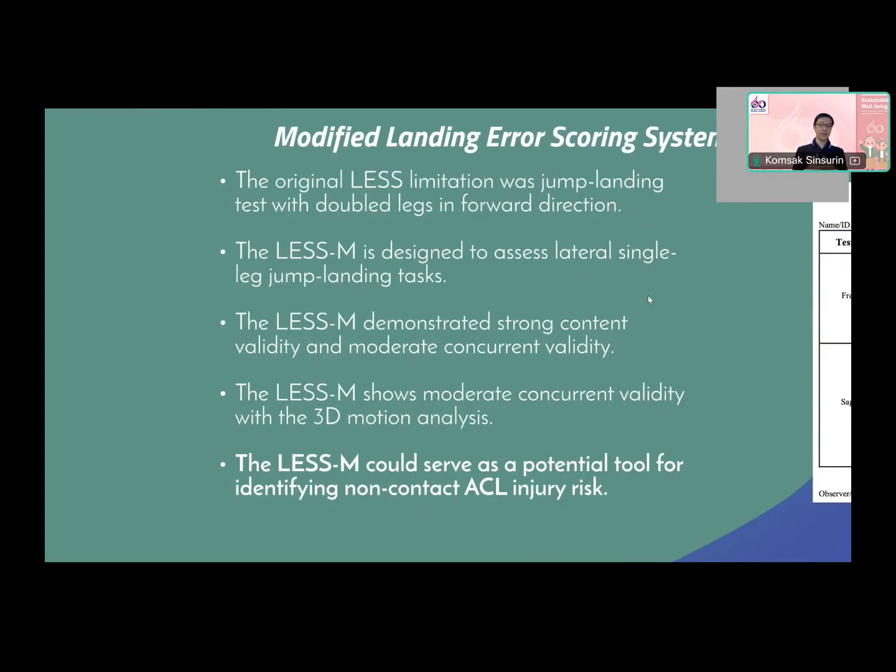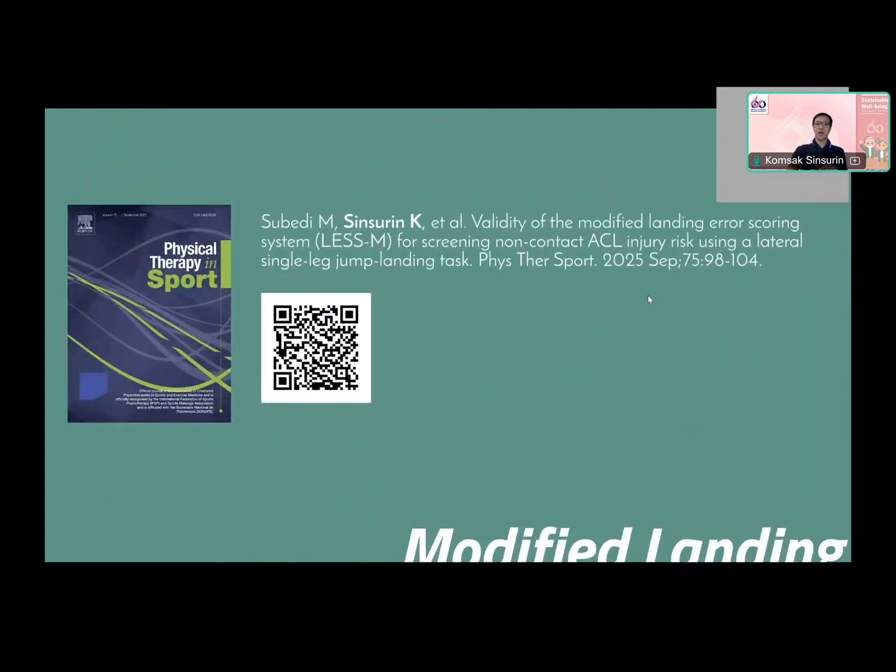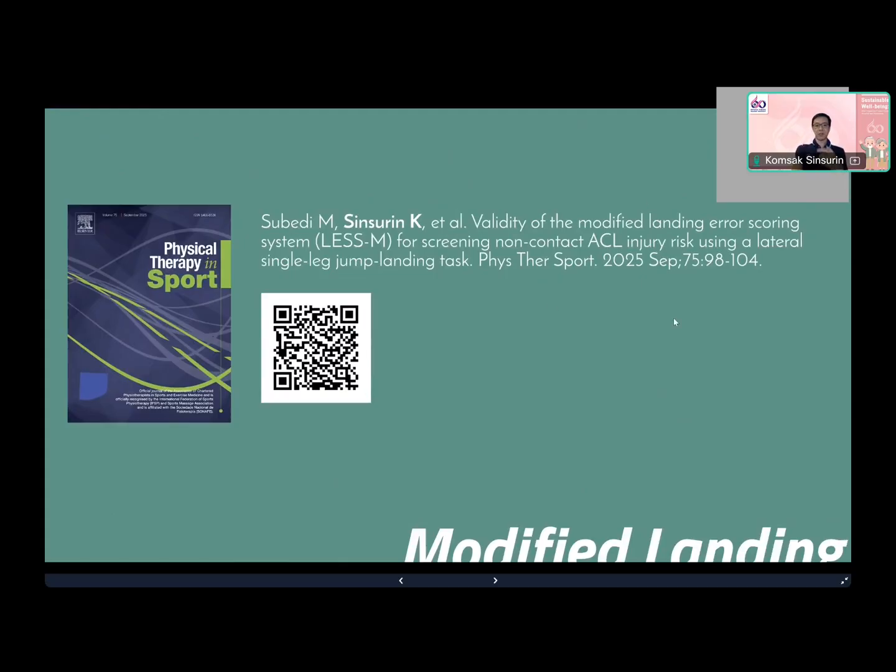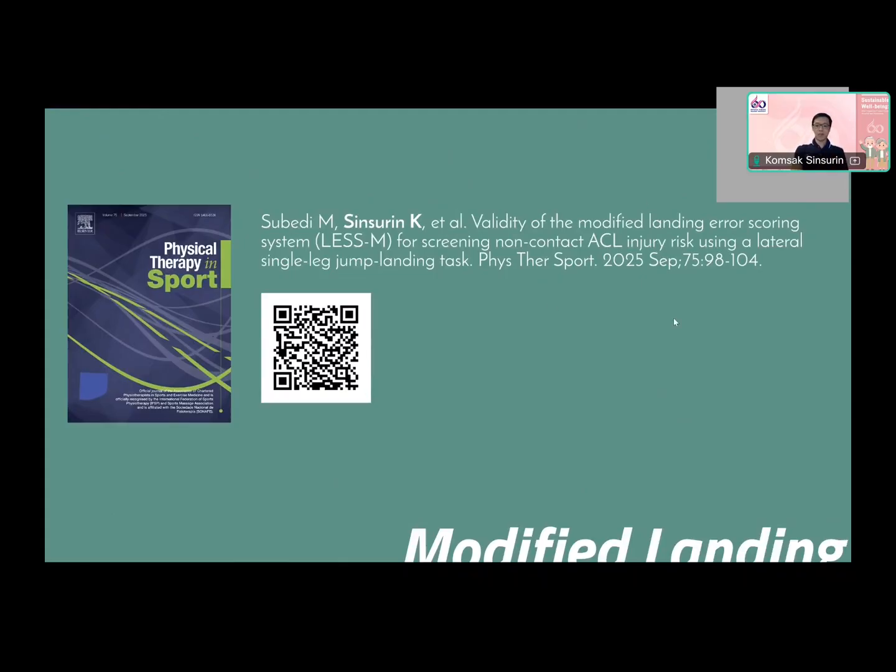So the LESM could serve as a potential tool for identifying non-contact ACL injury risks. Is there anyone interested in reading this study in detail? You can go to the Physical Therapy in Sport journal, and this is the reference, or you can scan this QR code. Then you can download the full version of the LESM as well.